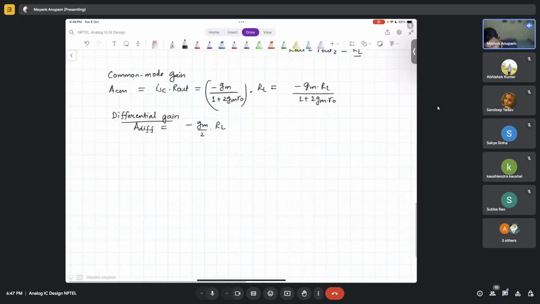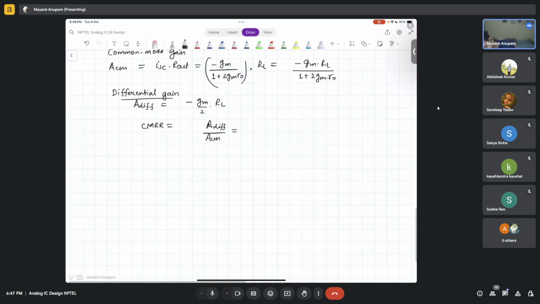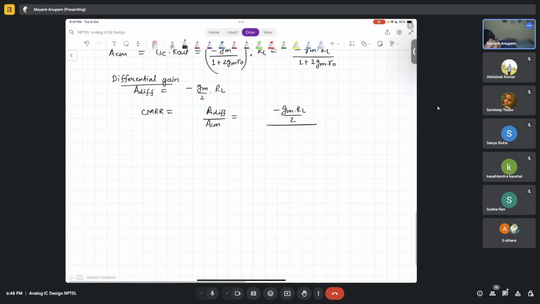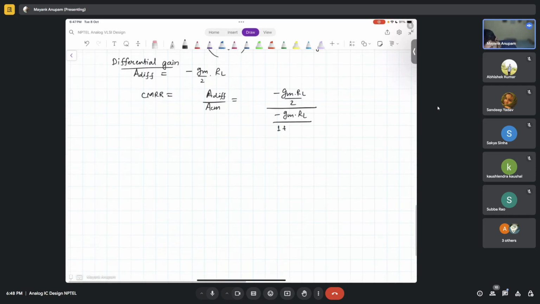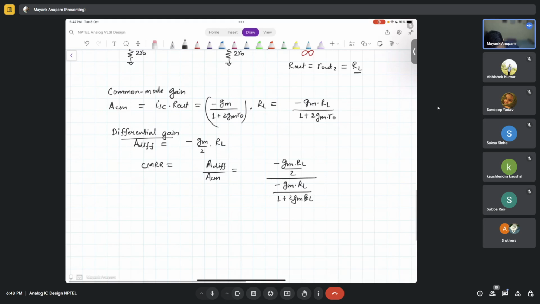So what will be the overall CMRR? What will the CMRR be? A diff divided by ACM. What will that be? Minus GM times RL divided by 2, divided by minus GM RL divided by 1 plus 2 GM RL. Sorry, R naught.